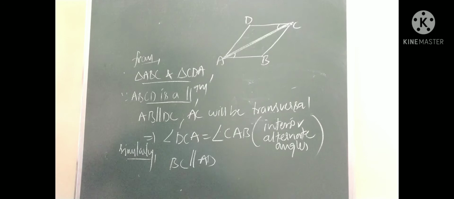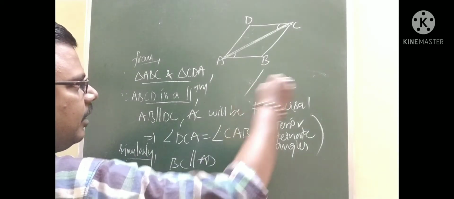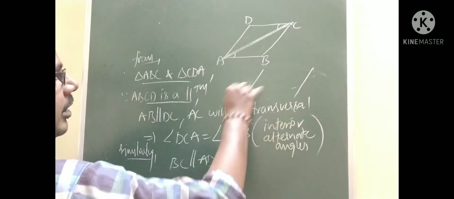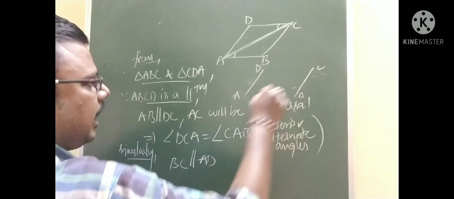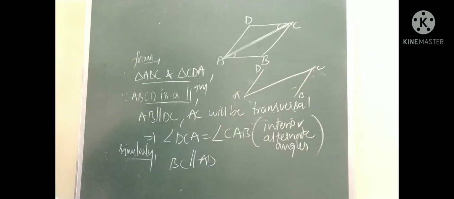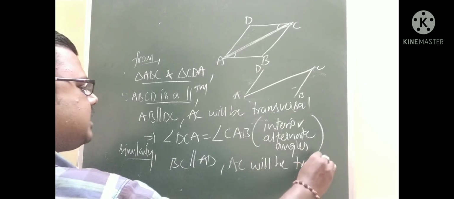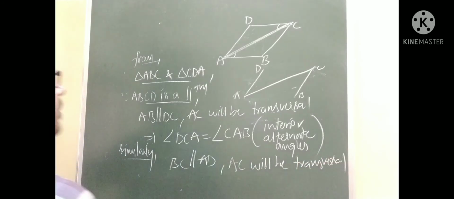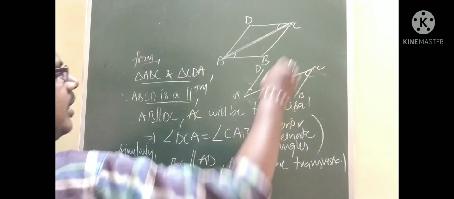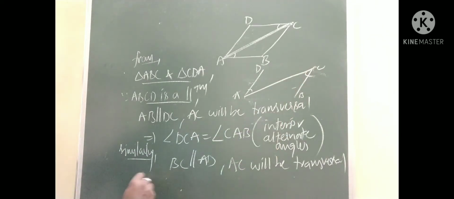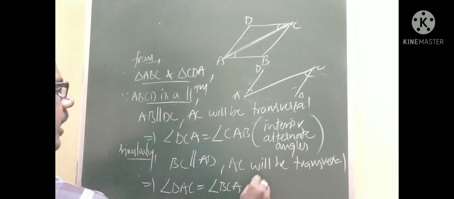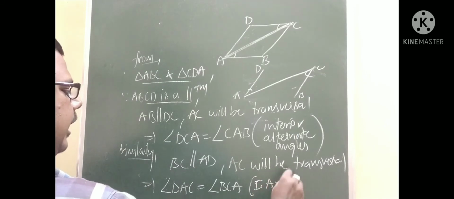When BC is parallel to AD, let me draw here. So we'll have it like this. This is the AD and this is the BC. And for that also, AC will serve as a transversal. So BC is parallel to AD, AC is the transversal. When AC is the transversal, same concept again: these two angles will be equal. So what are those two angles? It implies angle DAC is equal to angle BCA. Same alternate interior angles.